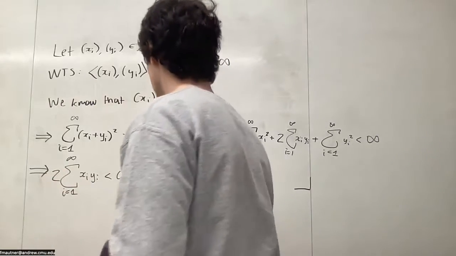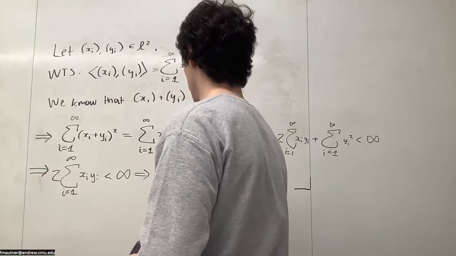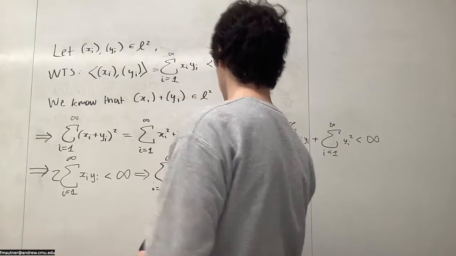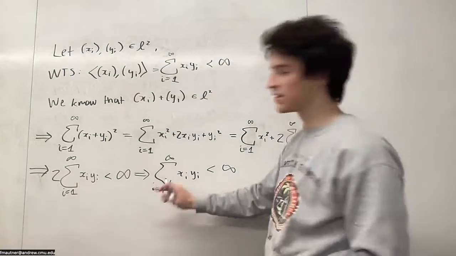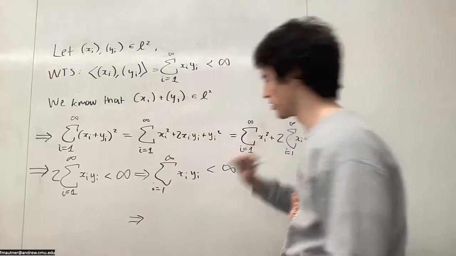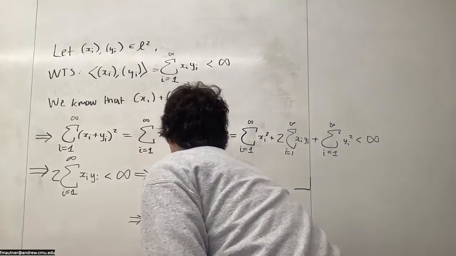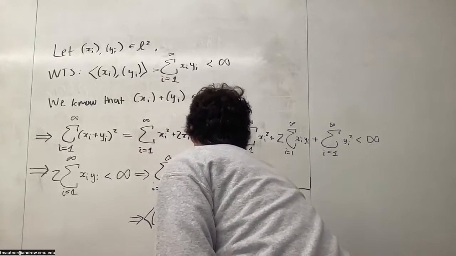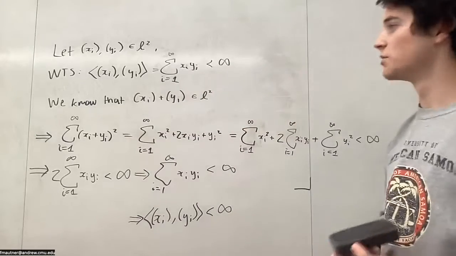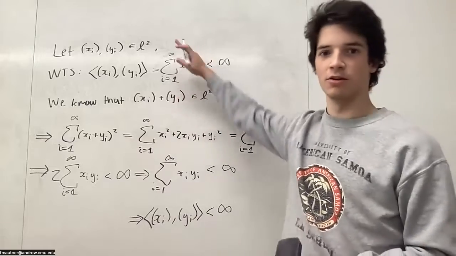So this means that the sum from i equal to 1 to infinity of x sub i, y sub i has to converge. Again, what is this? This is just our definition here of the inner product. And then with this, we get that x sub i, y sub i converges, which is exactly what we want to show. And as we know, x sub i and y sub i here are just arbitrary vectors in L2.